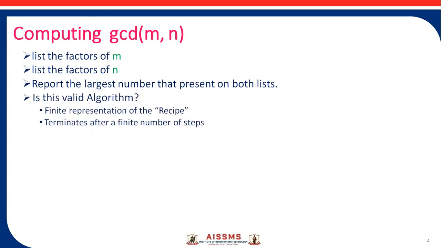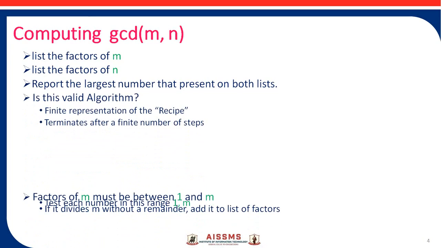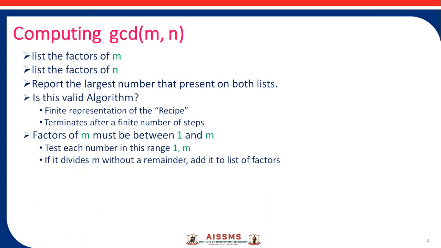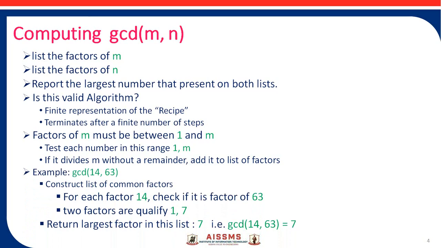So we are going to check the validity of that particular algorithm. Here we have to find factors of M, and these factors of M are in the range of 1 to M. And we call a number a factor of M when it divides M perfectly. Then here is the example.